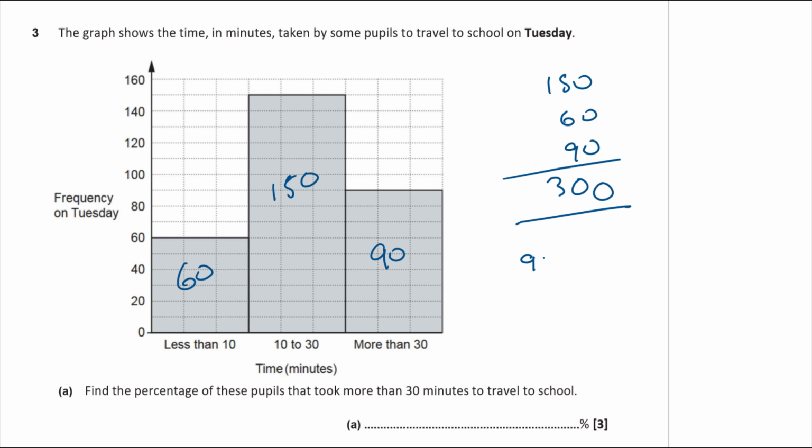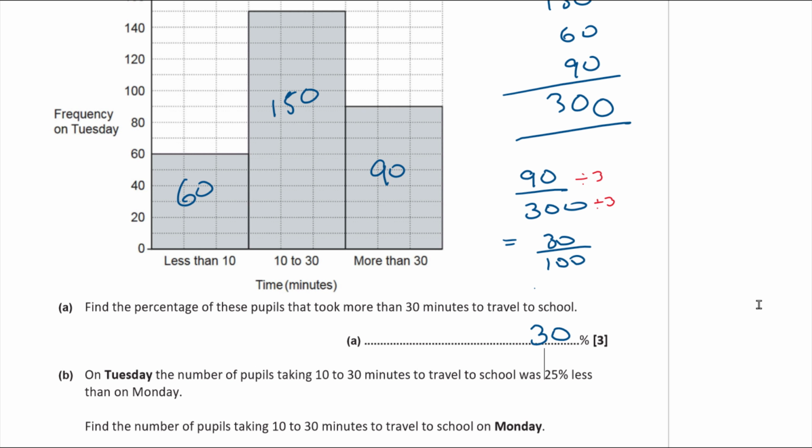So what we want to do is write 90 over 300 as a percentage. Now, a percentage is just a fraction over 100, so if I divide both of those numbers by 3, that's what I'll get, isn't it? So 90 divided by 3 is 30, 300 divided by 3 is 100, so that's 30 over 100, and that just means it's 30%, doesn't it?